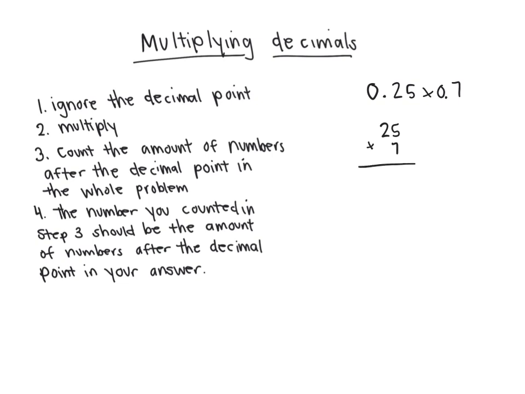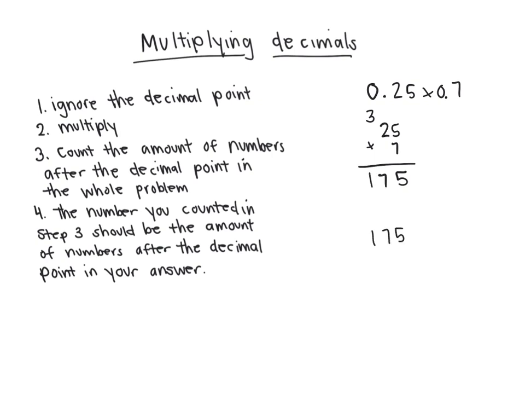When you're lining up, you want to make sure that you don't have the smallest number on the bottom, but the one that has the least amount of numbers on the bottom. So then I'm going to do 25 times 7. So 7 times 5 is 35. 7 times 2 is 14, plus 3 is 17. So my answer is 175.